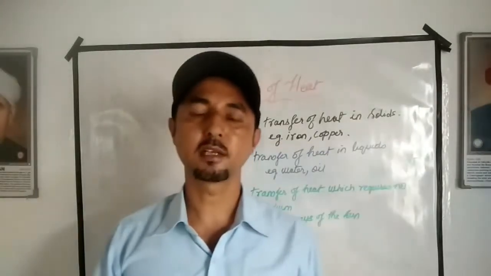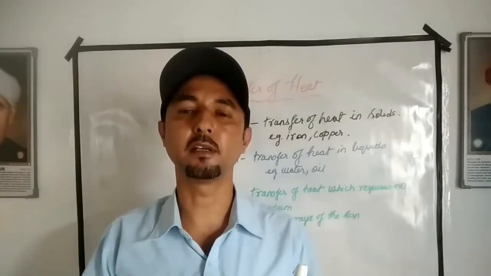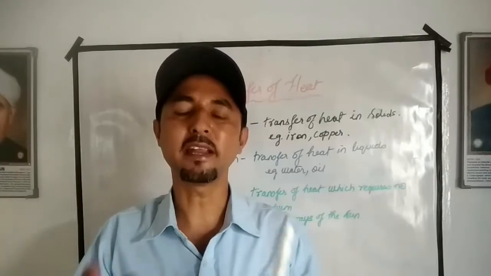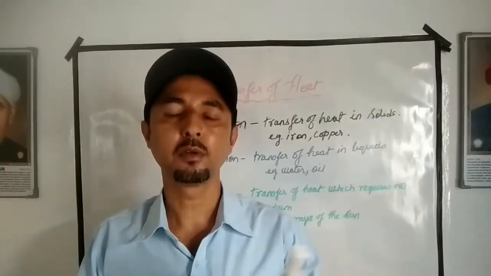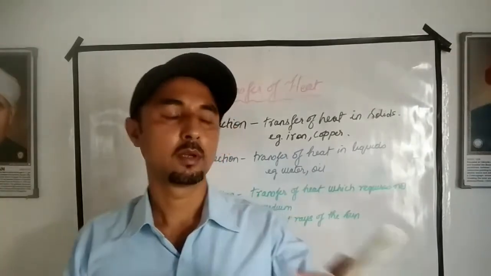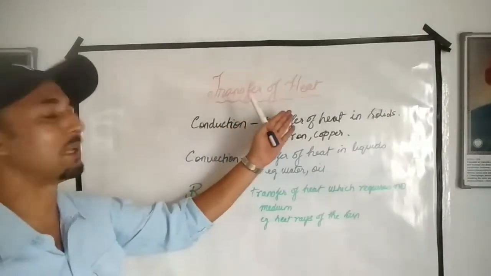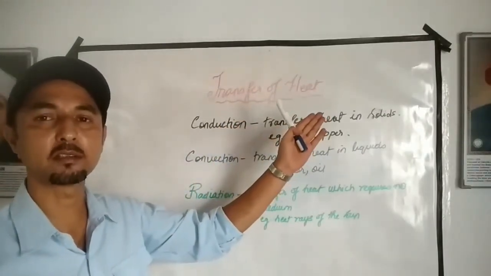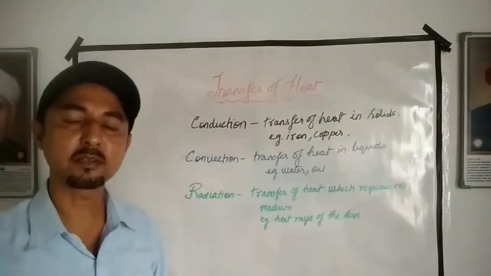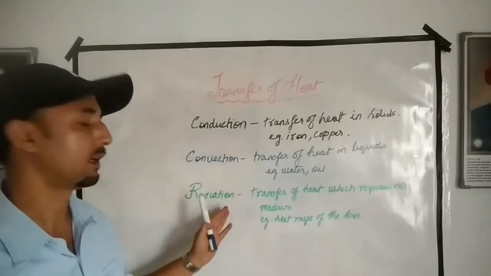In our junior classes we have learned that heat is a form of energy. Therefore, energy cannot remain static in one place. It has to move. Therefore, heat transfer takes place. The transfer of heat takes place. There are three ways by which heat is transferred: conduction, convection, and radiation.